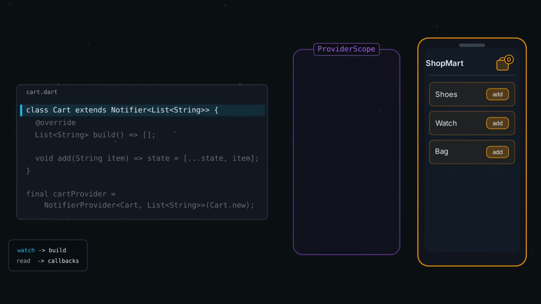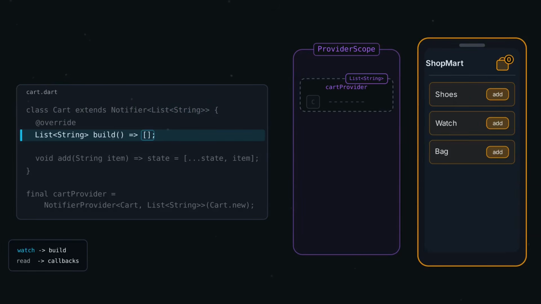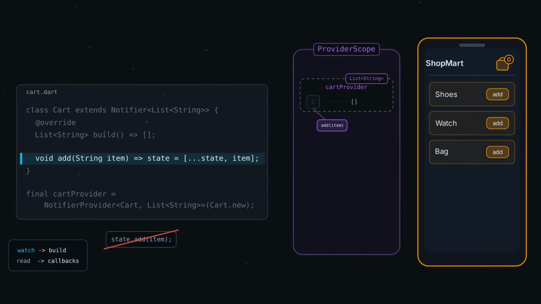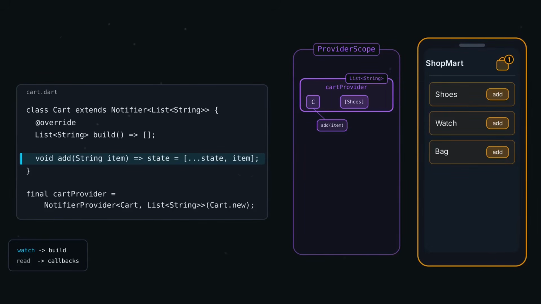Look at the class line. The state is the list of strings. Build returns an empty list. Every cart starts empty. Now look very carefully at add, because this line is where almost every beginner gets bitten. We do not call state.add. We build a brand new list, spread the old items, put the new one on the end, and assign it to state. Why? Remember how updates work.